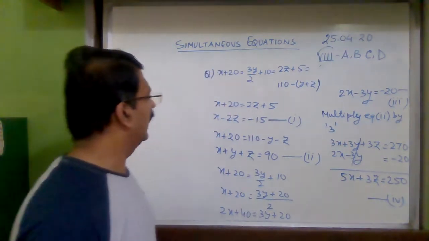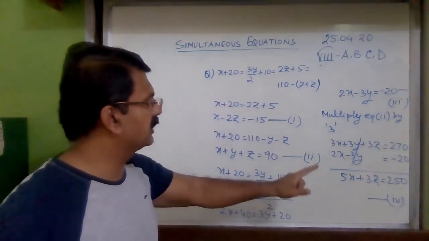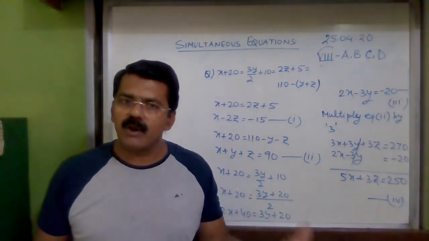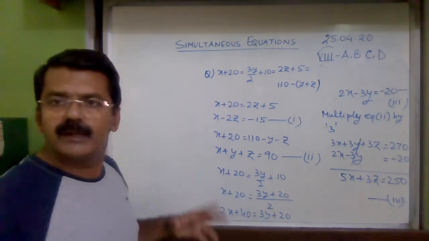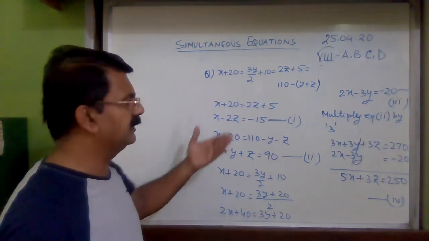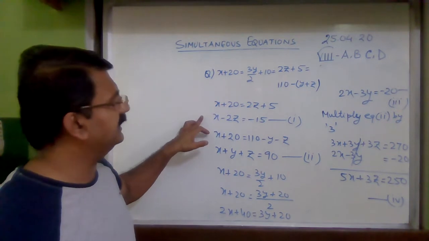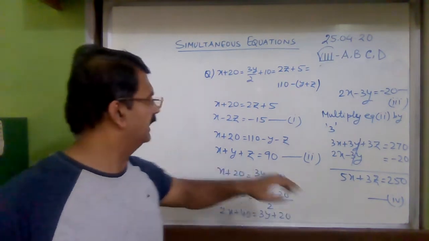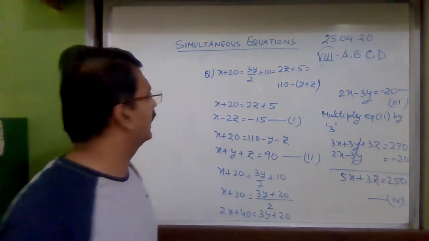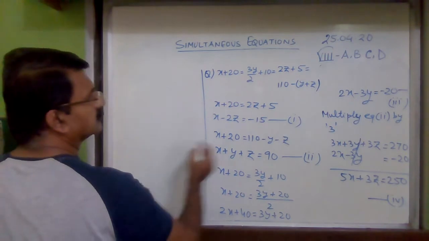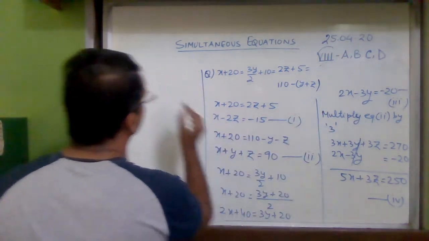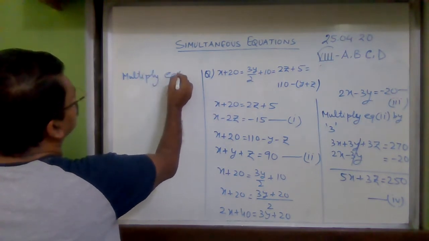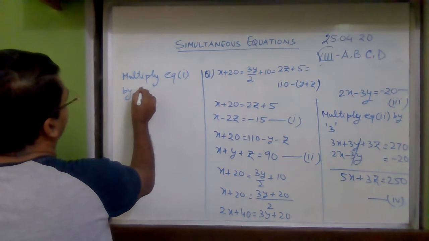Now you can see equation number 1 and equation number 4 both have only x and z. So now we will solve them simultaneously and we'll get the value of x and z, and then we can find y also. So for that you will apply the elimination method. In the fourth equation the coefficient of x is 5. So we'll multiply the first equation by 5.